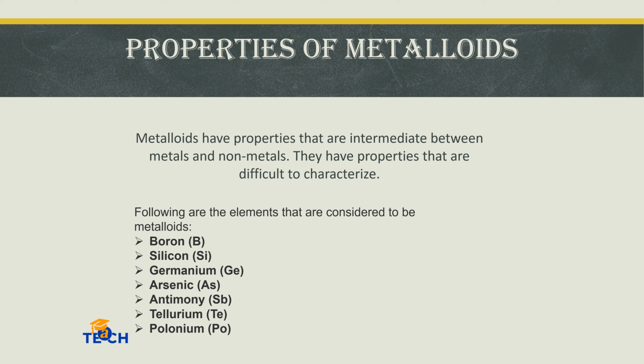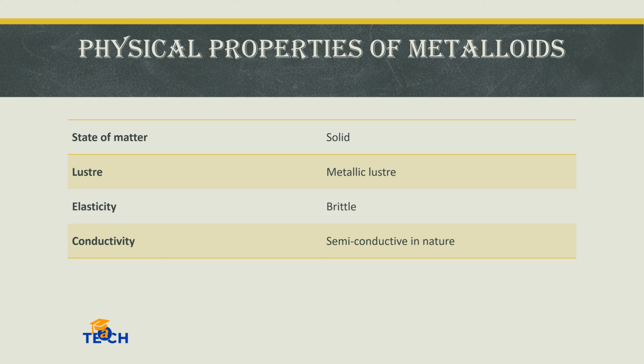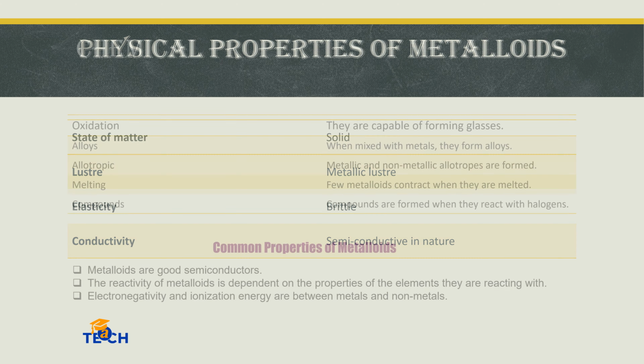Following are the elements that are considered to be metalloids: boron, silicon, germanium, arsenic, antimony, tellurium, polonium. Physical properties of metalloids. State of matter is solid. It has metallic luster. It is brittle and is semiconductive in nature.